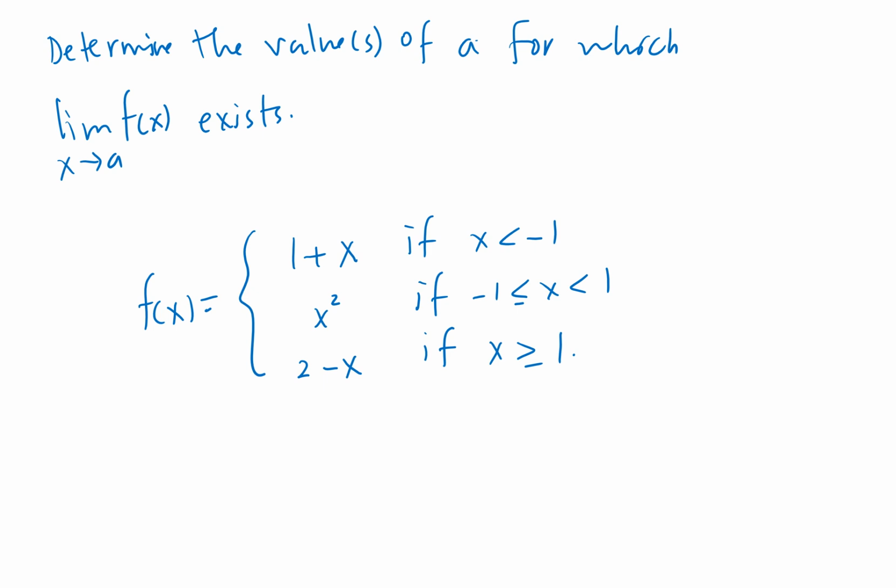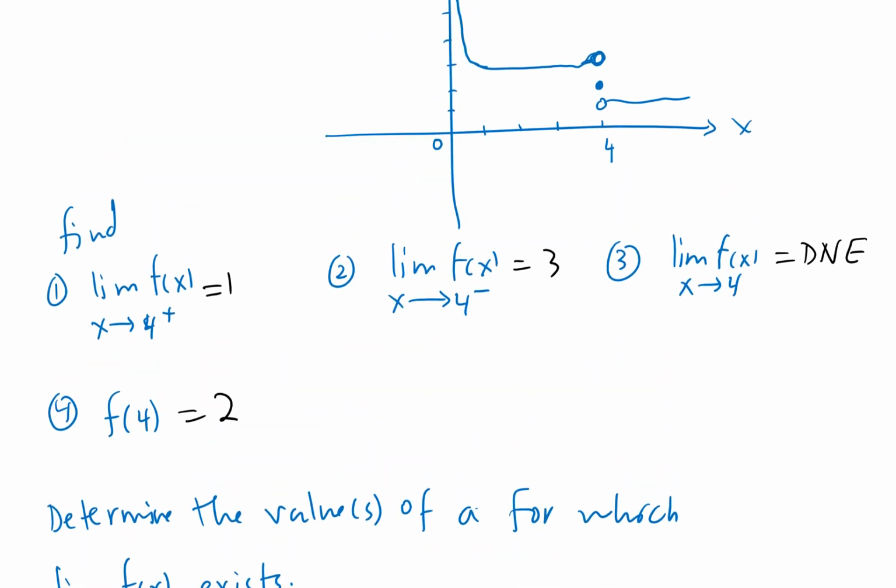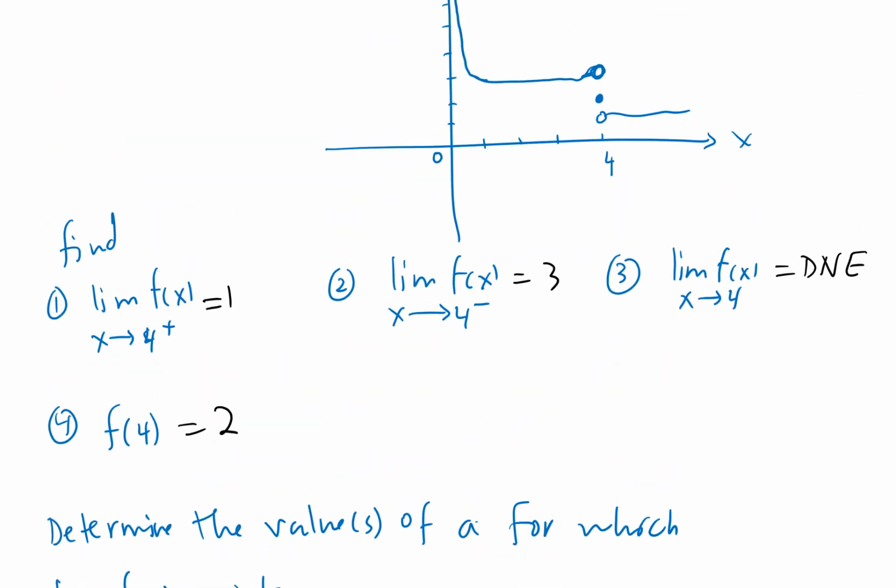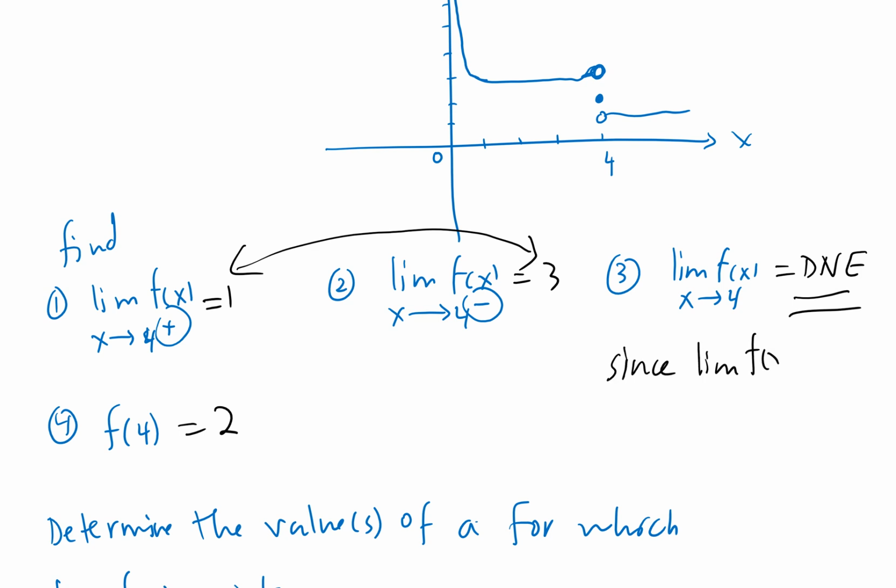Okay, and before we do this, a student is asking, can you explain what DNE means? DNE means does not exist. That's what it stands for. So for a limit to exist, when you approach it from the right side and left side, they should be the same. But since we got two values, 1 and 3, they are not the same. That's why we said does not exist. So the limit of f of x when you approach it from the right side does not equal the limit of f of x when you approach it from the left side. That's what it means, does not exist.